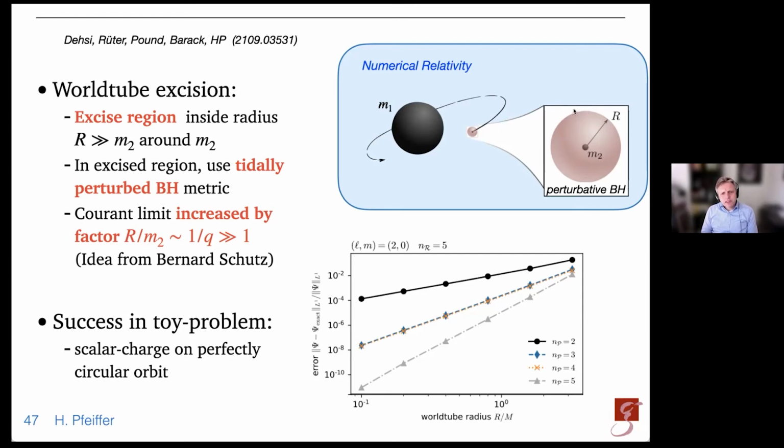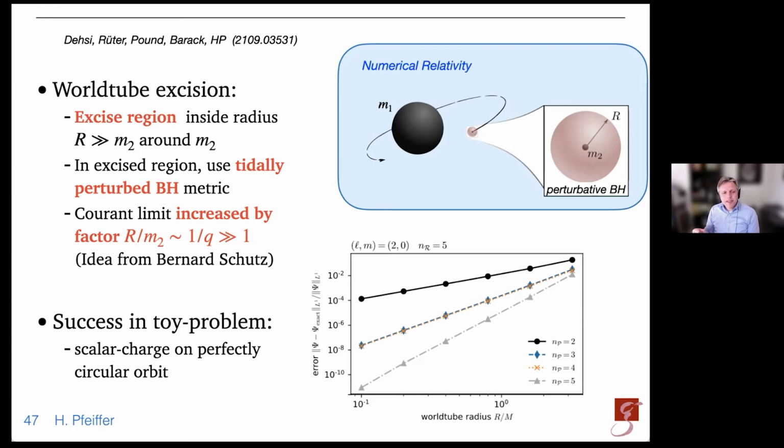And so we do numerical relativity up to the outer edge of this region here. That region, if you look at a space-time diagram, is going to excise a world tube around the small body. So that's why we call it world tube excision. We do numerical relativity only up to the radius of the world tube. And that way we can increase our Courant limit by a factor of capital R over the mass of the small body, which can be as much as one power of the mass ratio. So the hope is that this ultimately is going to speed up mass ratio 10 simulations by a factor of 10, and mass ratio 100 simulations by a factor of 100.